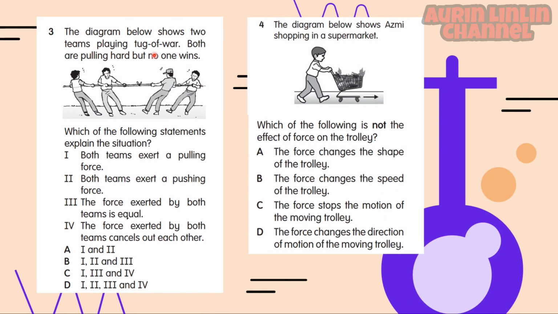3. The diagram below shows two teams playing tug of war. Both are pulling hard but no one wins. Which of the following statements explain the situation? The answer is C, 1, 3 and 4. 4. The diagram below shows Azmi shopping in a supermarket. Which of the following is not the effect of force on the trolley? And the answer is A. The force changes the shape of the trolley.